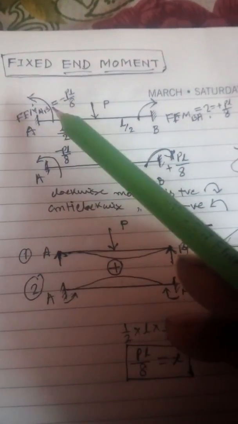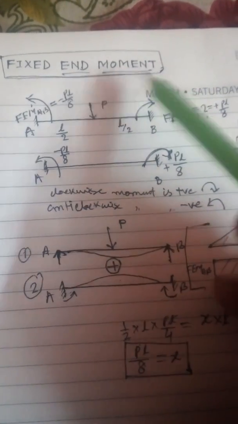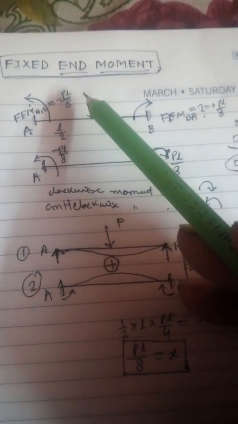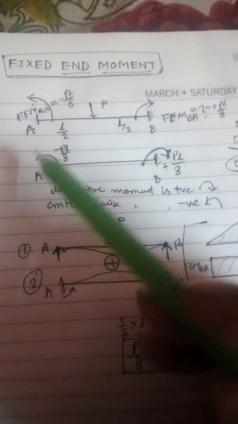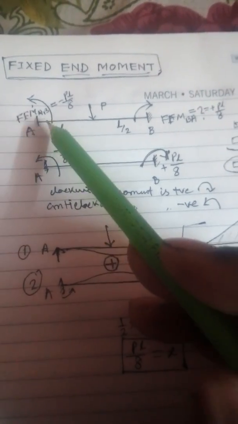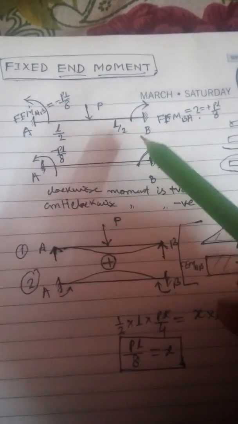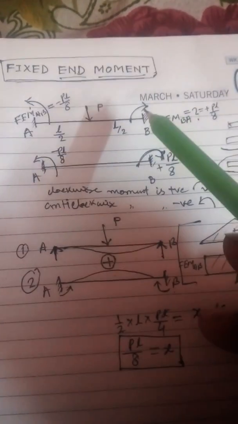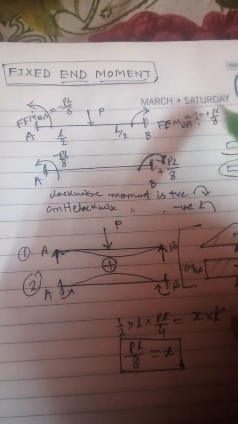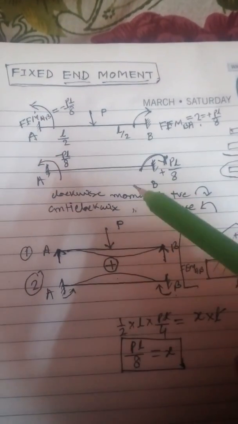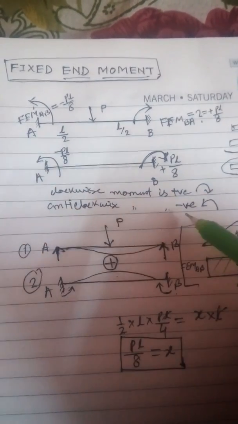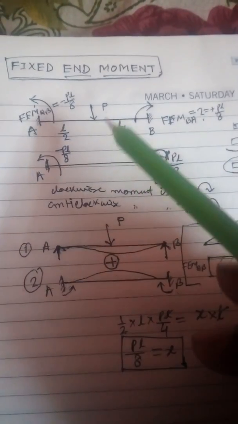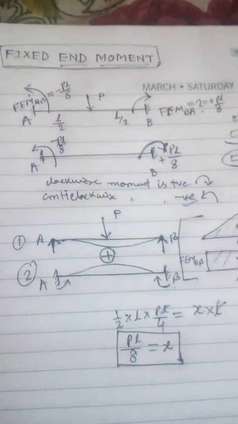In my previous lecture I discussed how to find the fixed end moment of a fixed beam having a concentrated load at the middle point. I explained that at point A an anti-clockwise moment will develop, and at the right side of the beam a clockwise moment will develop, with values of minus PL by 8 and plus PL by 8. Clockwise moment is always positive and anti-clockwise moment is always negative. I solved this problem and showed how to find the fixed end moment.